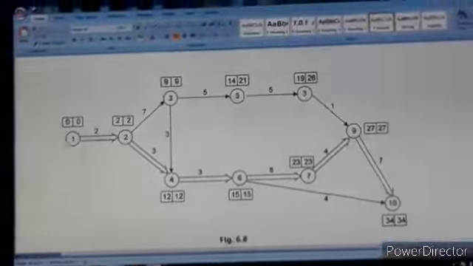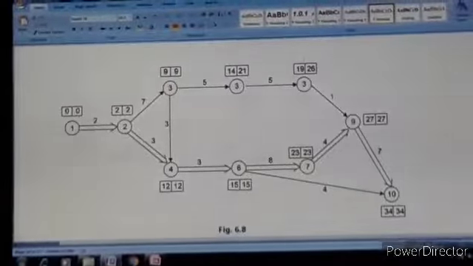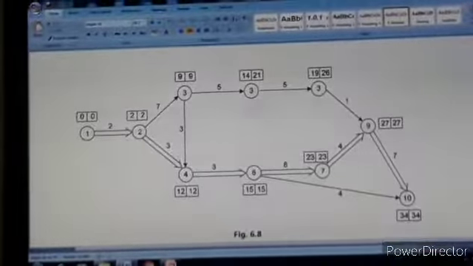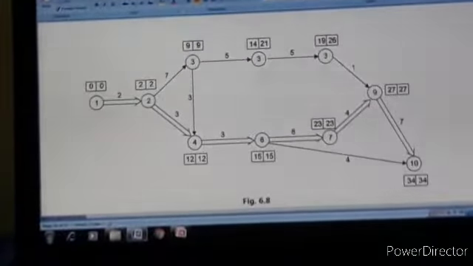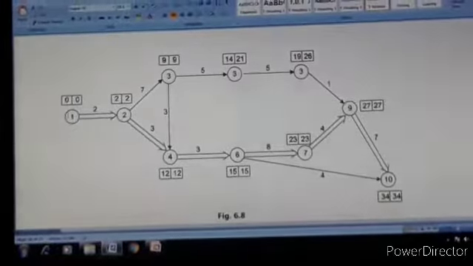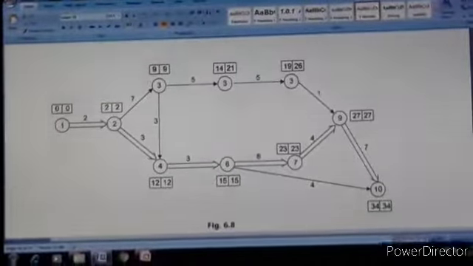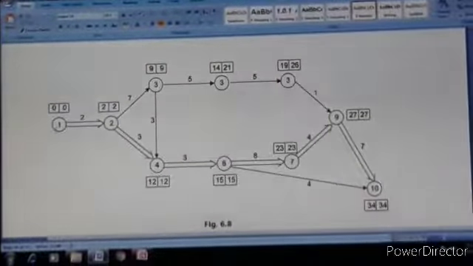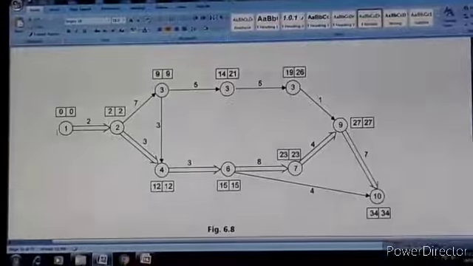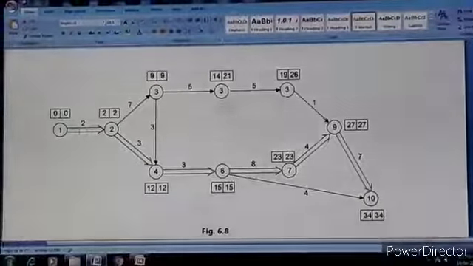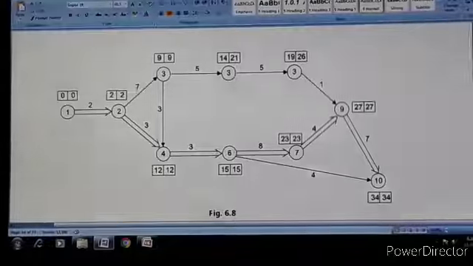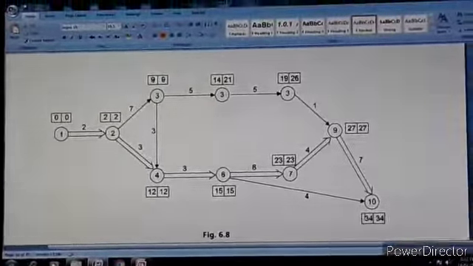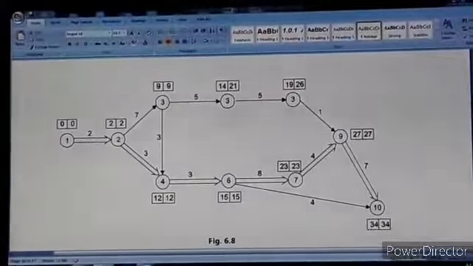Again we have to take into account the forward pass and reverse pass. In the forward pass we have to take into account all the paths, as well as in the reverse pass we have to take into account all the paths, and again we have to find the critical path for the project network. For this network the critical path is represented by double arrows. So 1, 2, 4, 6, 7, 9, 10. This is the critical path and its duration is 34 weeks.